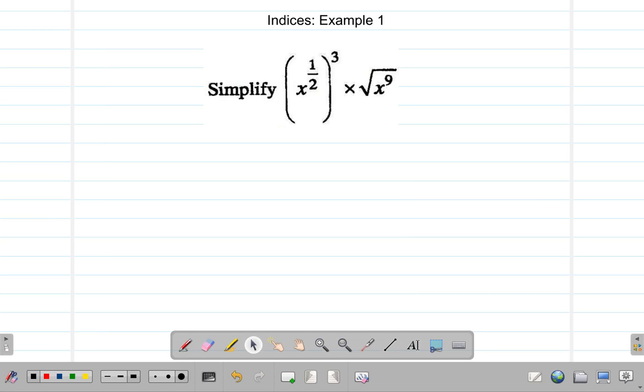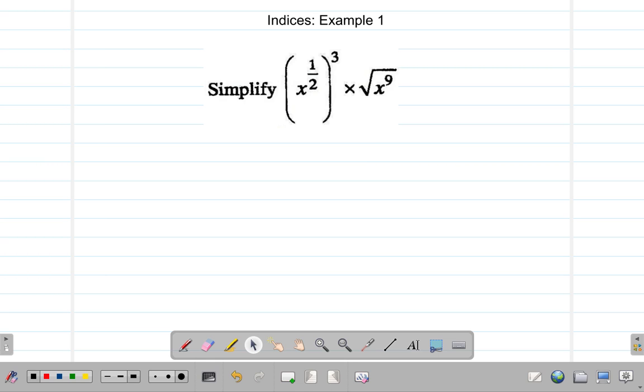Indices, example 1. You're supposed to simplify this expression. Now, here, what we have is x raised to the power of a half, and that is raised to the power of 3. That's the first thing we have there. Multiplied by the square root of x to the power of 9.